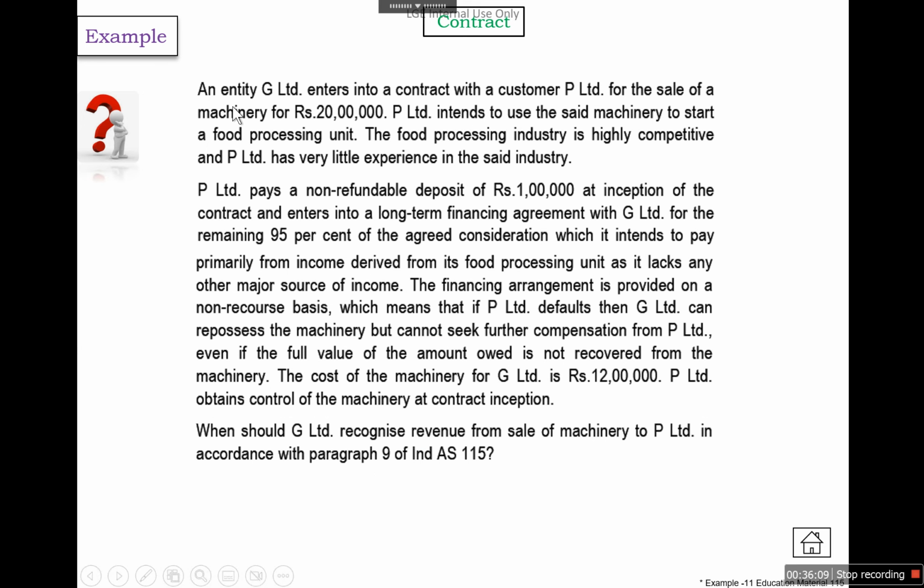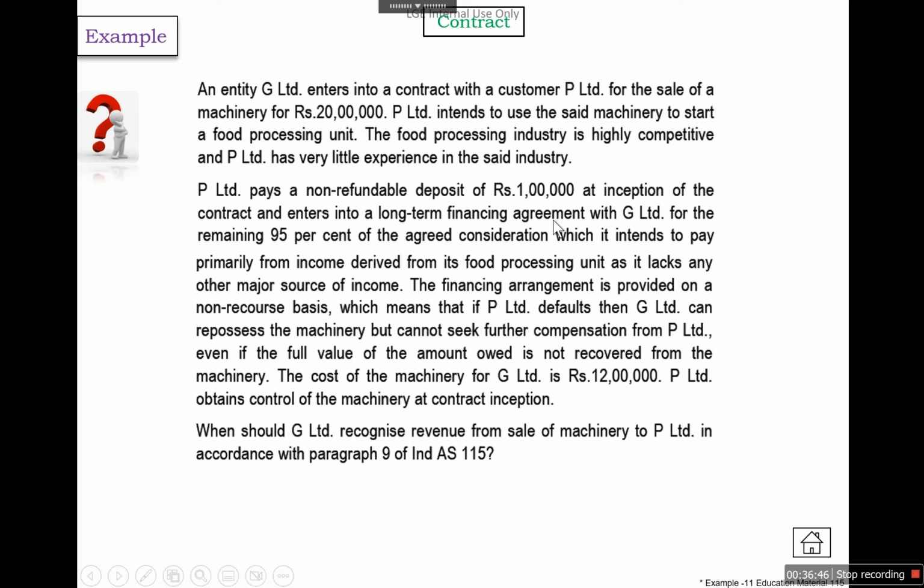The next example is: an entity G Limited enters into a contract with the customer P Limited for sale of machinery of 20 lakhs. P Limited intends to use the machinery to start a food processing unit. The food processing industry is highly competitive and P has very little experience. So G Limited enters into a contract with P Limited to sell the machinery for 20 lakhs, and P Limited pays a non-refundable deposit of 1 lakh at the inception of the contract and enters into a long-term financing agreement with G Limited.